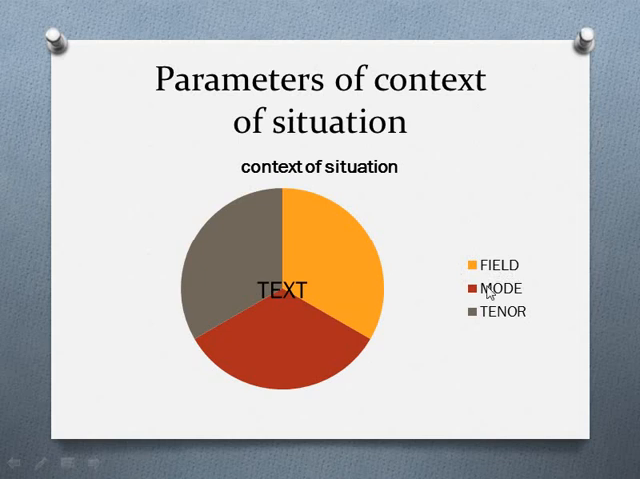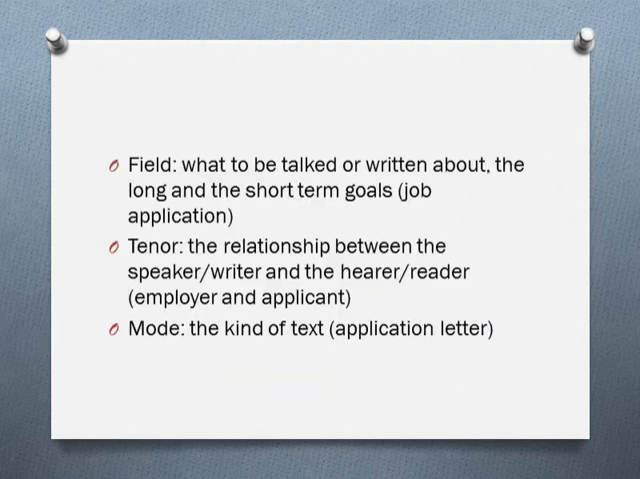Yeah, so what's the content of the text? That's what we discuss in field. Okay, I'm going to show the next one. Yeah, so what to be talked or written about. For example, when we talk about a job application, the topic is about job application. And then tenor. Tenor is the relationship between the speaker and the writer, or the hearer and the reader.